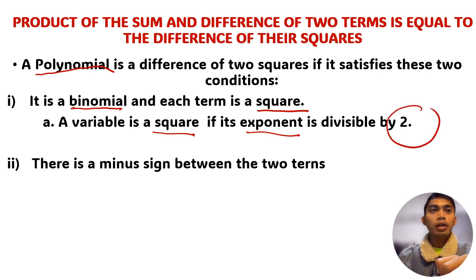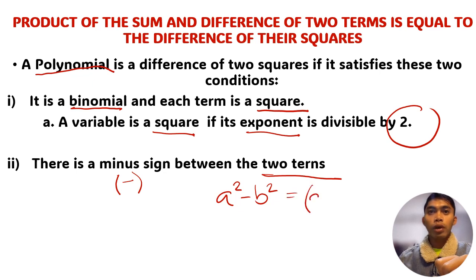Second, there is a minus sign between the two terms. So for example, a squared minus b squared is equal to a plus b times a minus b. So you need to remember this formula.